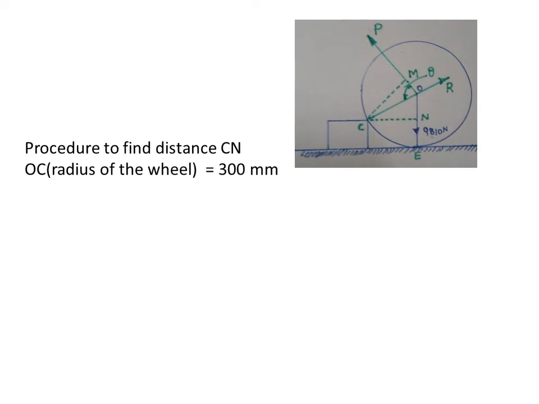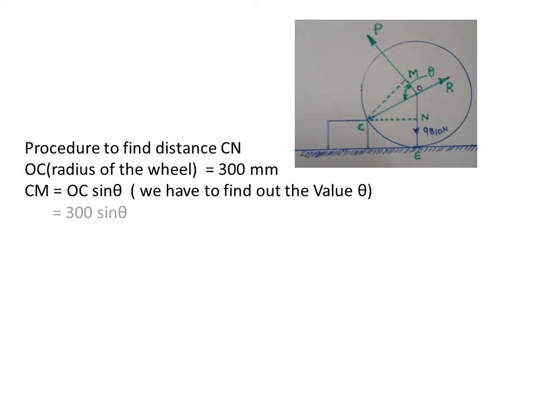OC, radius of the wheel, 300 mm. Cm equal to OC into sin theta. We have to find out the value of theta. So we will write down Cm in terms of theta. Cm equal to 300 sin theta.